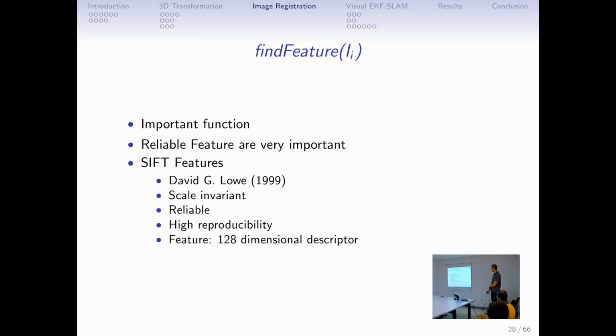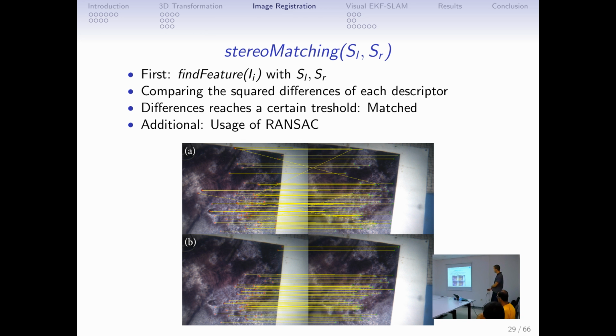So let's start with the find feature function. This is an important function because we need reliable features. For this I'm using SIFT because they are scale invariant, they have a high reproducibility, and we can compare features to each other. So what we are doing here is we are putting an image into this function, and the pixels are described, or some of the pixels are described, as a feature. And each feature is represented with a 128-dimensional descriptor. So this gives us the possibility to compare features with each other by taking the squared differences.